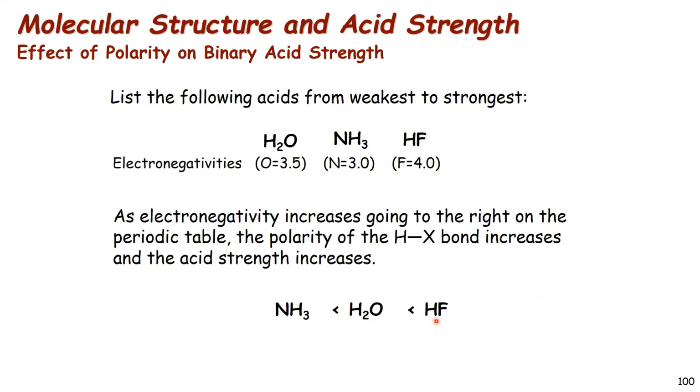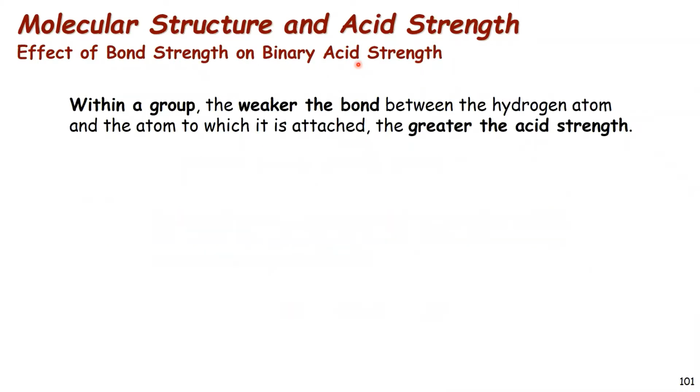So again, this is within a period for a binary acid. So within a period for a binary acid, the greater the electronegativity difference, the greater the acid strength. Now within a group, and again, we're talking about binary acids here. So within a group, so that's going down a column in the periodic table, the weaker the bond between the hydrogen atom and the atom to which it's attached, the greater the acid strength.